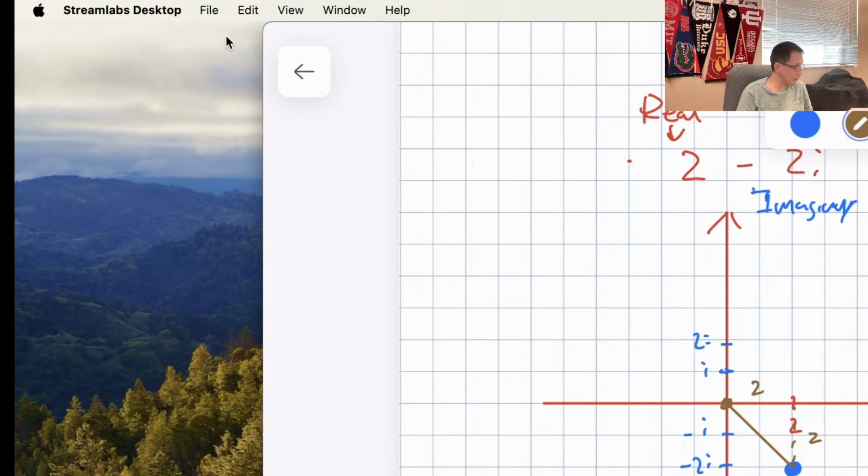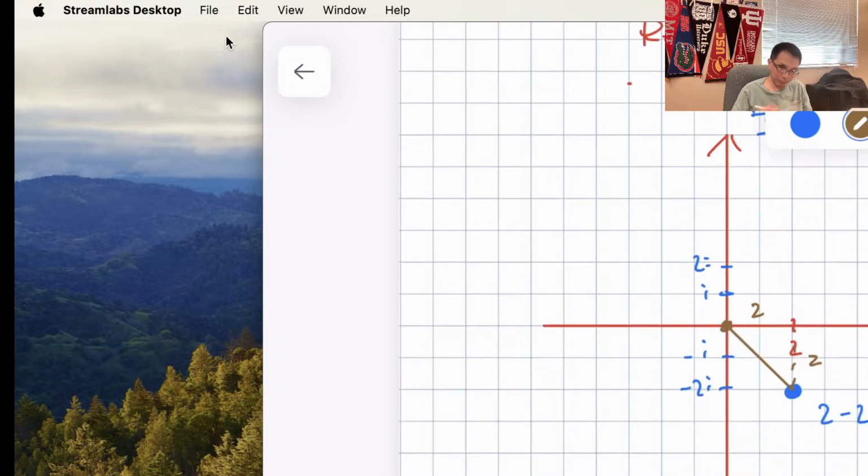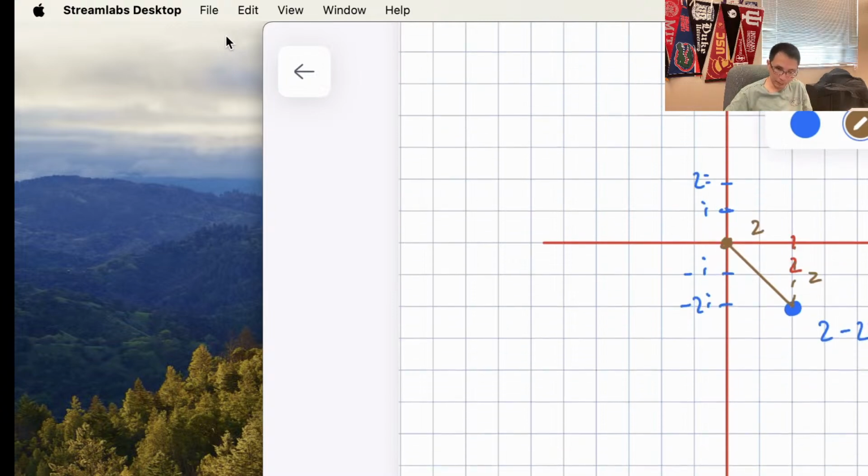Now we're going to talk about how to find the polar form of a complex number. Now this one is actually not hard because you did that before. So we're going to call the complex number z, and it's going to be r cosine of theta plus r sine of theta i.